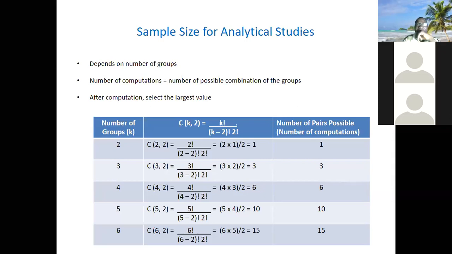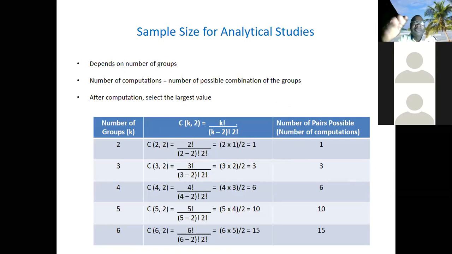For example, if there are 2 groups, you can pair 2 things in only one way: group A and group B, urban and rural, private and public. But when you have 3 groups, A, B, C, there are 3 possible ways. You can pair A with B, that is one way. You can pair A with C, that is the second way. And you can pair B with C. So the 3 groups can be arranged 2 by 2 in 3 ways.